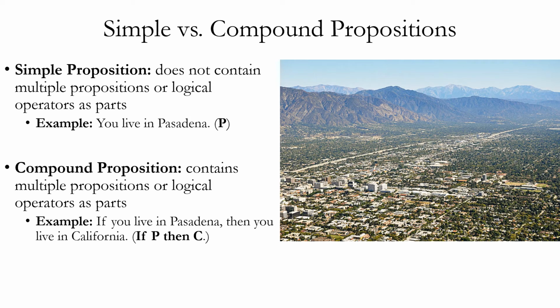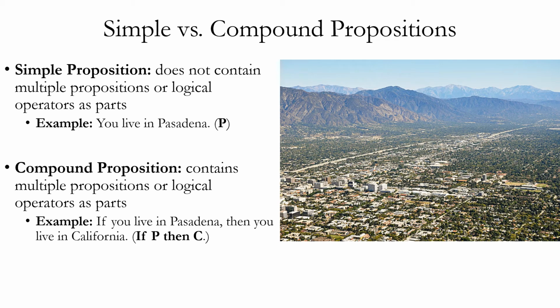A compound proposition contains either multiple simple propositions or one or more logical operators as parts. An example of a logical operator is if. So here's an example of a compound proposition. If you live in Pasadena, then you live in California. We can symbolize this by if P, then C. In this case, we know it is a compound proposition, not only because it contains the logical operator word if, which we'll talk more about logical operators later, but also because it contains two simple propositions as parts.